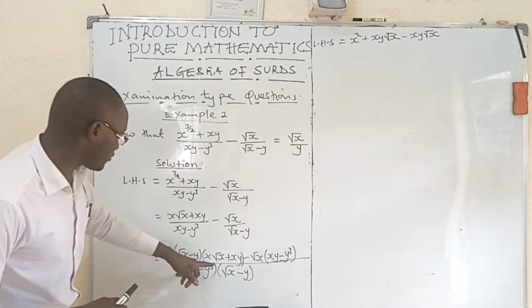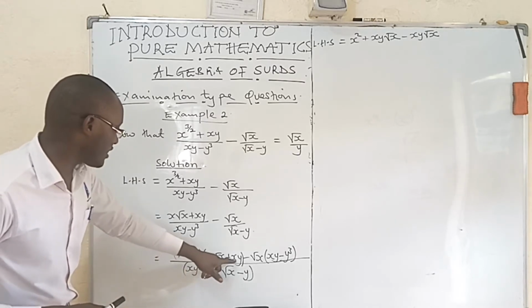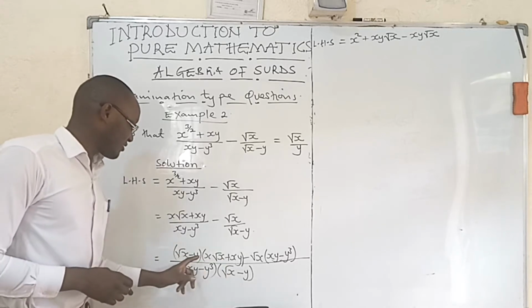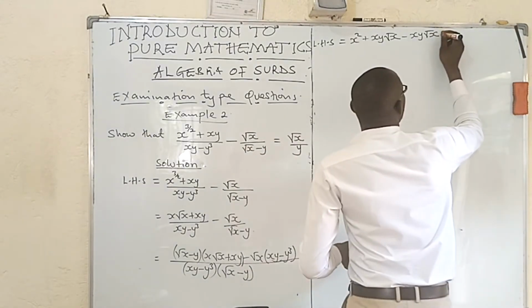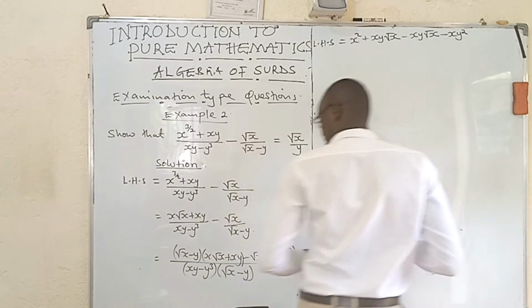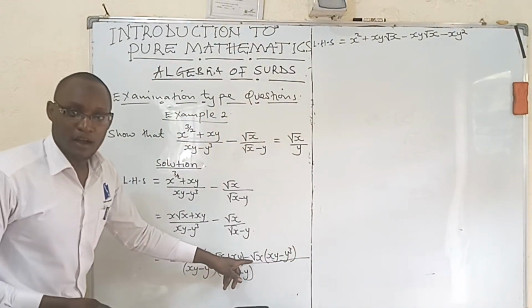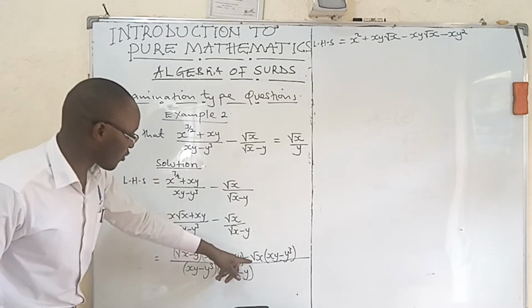Then, if we proceed, we are seeing a negative y times xy, which will give us a negative xy squared. Minus xy squared. Very interesting. Let us proceed. I'm hearing some sound. Somebody who's making a sound is confusing me.